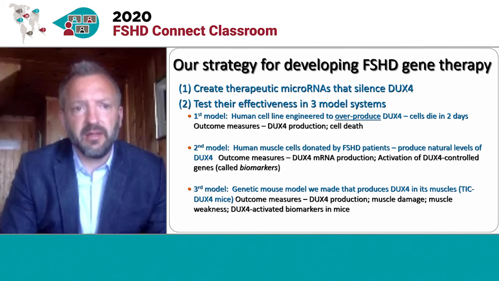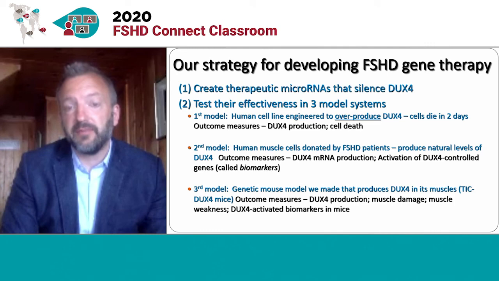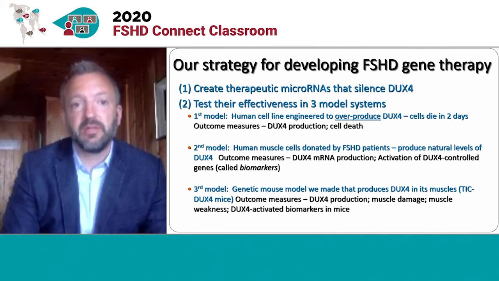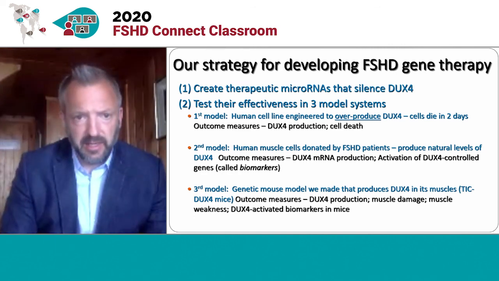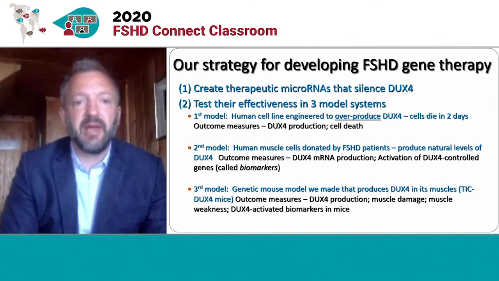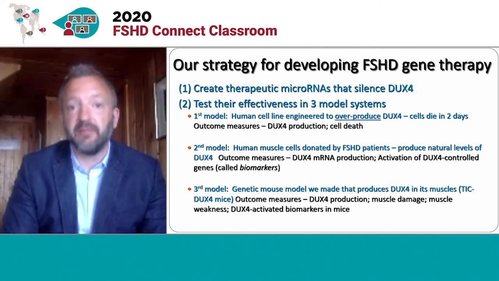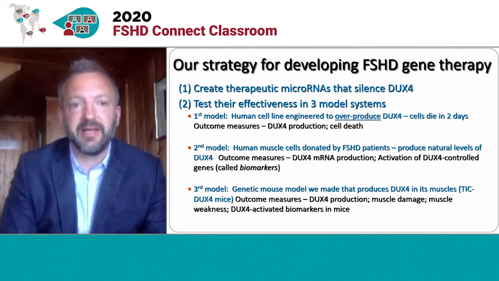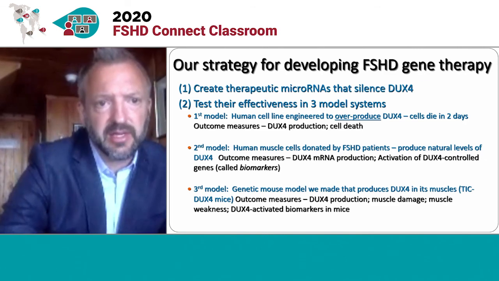But the overview of it is that we have human cell lines that overproduce DUX4, and we can measure certain outcomes in those. We have human muscle cells that were donated by FSHD patients that produce natural levels of DUX4, and we can measure other outcome measures in those cells. And then we have a mouse model that we've made that produces DUX4 in its muscles and develops symptoms of muscular dystrophy. So we can test whether or not we can prevent some of those outcomes of muscular dystrophy in these mice. And I'll show you some examples of that on the next couple slides.